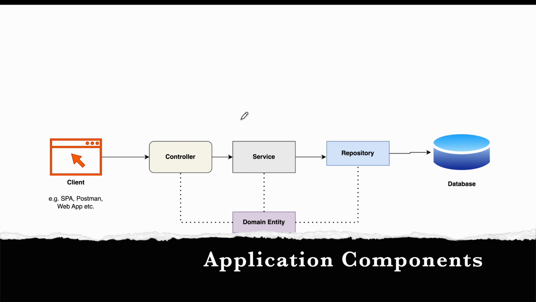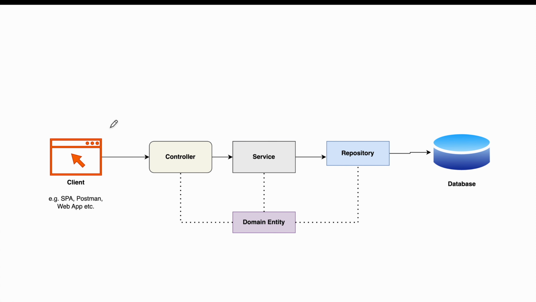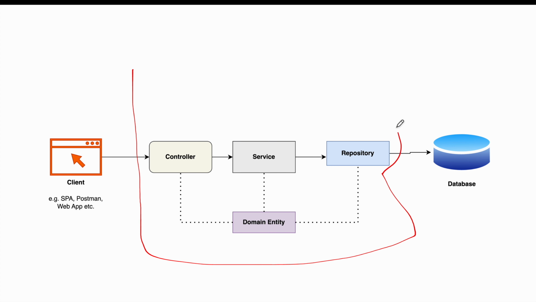At a high level, Spring Boot architecture looks like this. You have a client. The client can be any application which is accessing the RESTful service. So it can be a single page application, Postman, some web app, or some other applications. It would be reaching the controller. This is the entire service part. And the first point of interaction is the controller.